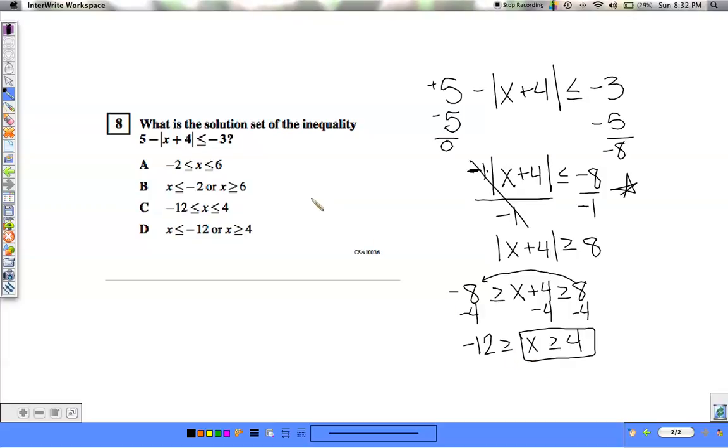Now as an answer, we can look and see that we have x is greater than or equal to positive 4. So if we take a look here, there's no 4 in this answer at all. Done. No 4 in this answer at all. Done. There is a 4 here, but look how it's written. X is less than or equal to 4. If we look at our answer, it needs to be greater than or equal to 4.